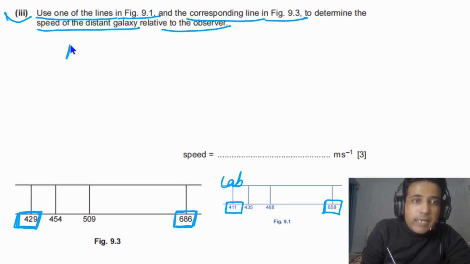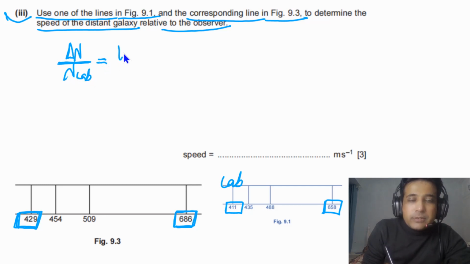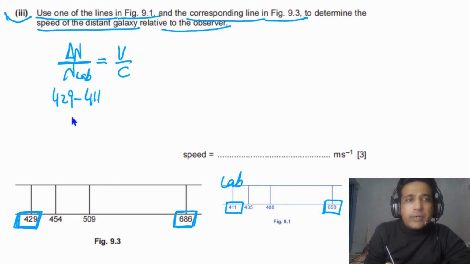So we have to use delta lambda, the change in wavelength, or you can say the shift in wavelength, divided by the wavelength in the lab, and this is equal to v divided by c. So we need to calculate the value of v. Delta lambda in this case is 429 minus 411. You can use any one of them, the result will be the same. Divided by the wavelength in the lab.